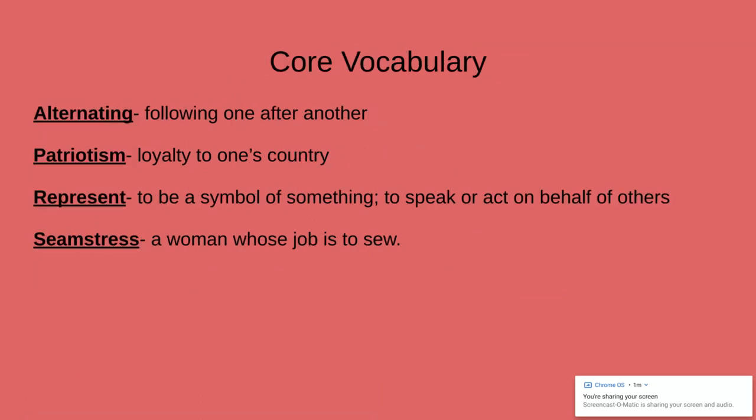Our core vocabulary for today are the words alternating, which means following one after another. For an example, in the spring, I planted both beans and squash in alternating rows in the garden. Patriotism is loyalty to one's country. An example of that is many people show their patriotism to the United States by flying the American flag.